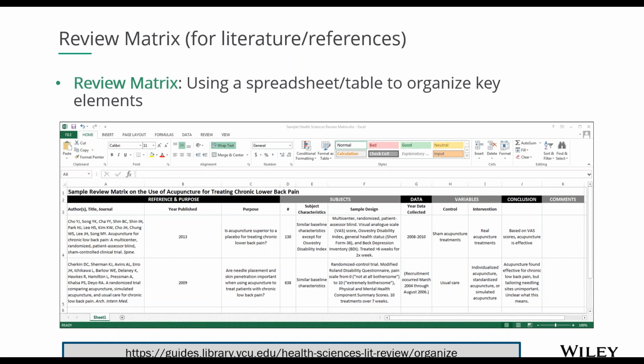And this is a website from VCU that talks about literature review and how you could use a review matrix for that. So these were some common questions I got in the submitted questions, and I thought I would share that with you.